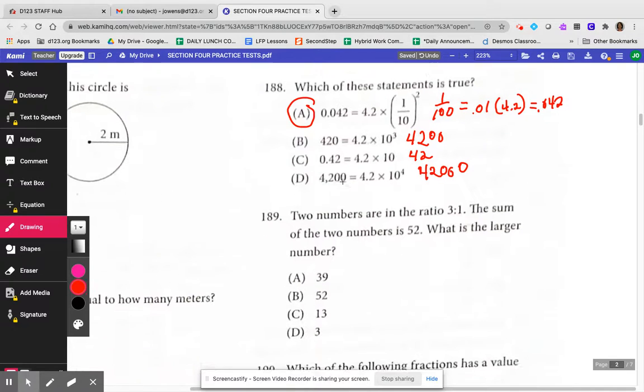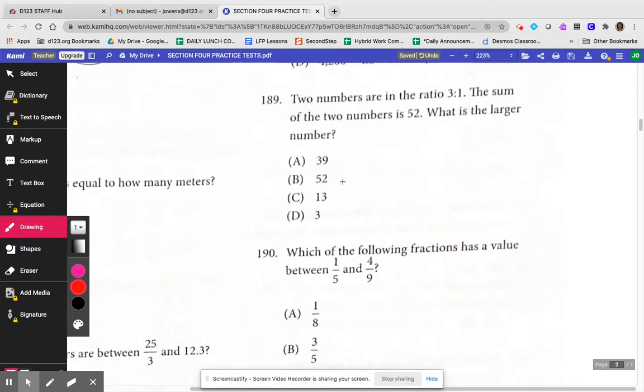For number 189, two numbers are in the ratio of 3 to 1. The sum of the two numbers is 52. What is the larger number? The easiest way to approach this would be by writing an equation. I have two numbers in the ratio of 3 to 1. So we'll call one number x, and then we'll call the other number 3x, because it's 3 times the size. And I know that if I add them together, the sum is 52.